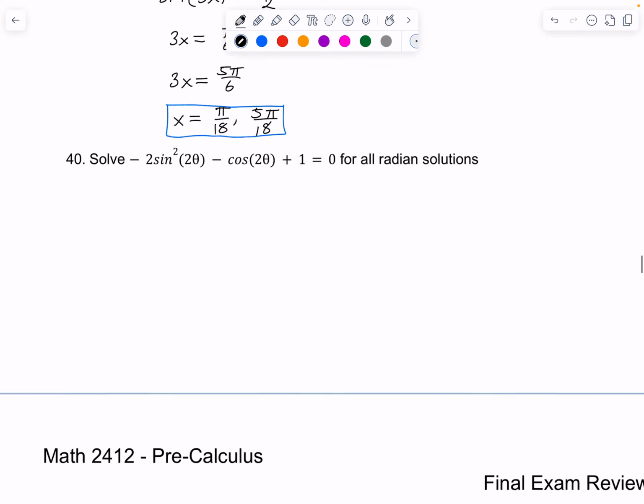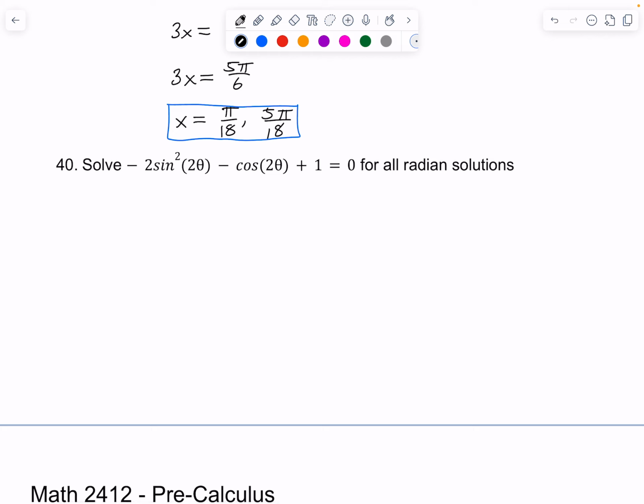Okay, number 40 says to solve -2 sine squared of 2 theta minus cosine of 2 theta plus 1. Now I noticed that they're both 2 theta, which sometimes I would try to swap out, but in this case I won't because they're all 2 theta. There is no cosine of theta or sine of theta or anything else of theta. So I can just leave it as 2 theta.